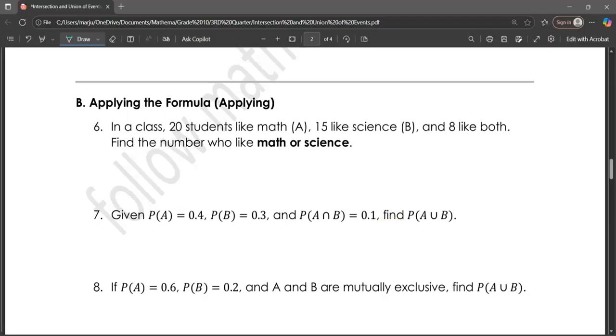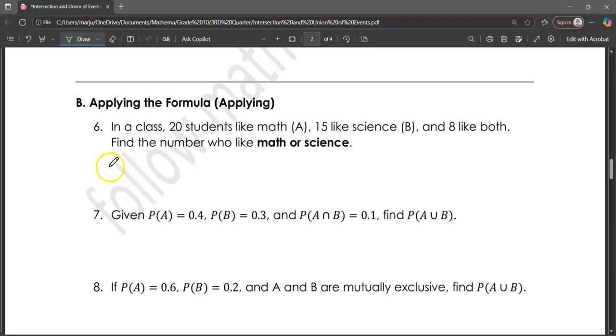Let's do number 6. In a class, 20 students like math, that's event A. 15 like science, that's event B. And 18 like both. Find the number who like math or science. So again, to answer this question, what we can do is draw a Venn diagram to visualize. We are asked to find the number who like math or science. Ano yung math or science? Or means to say union, right?